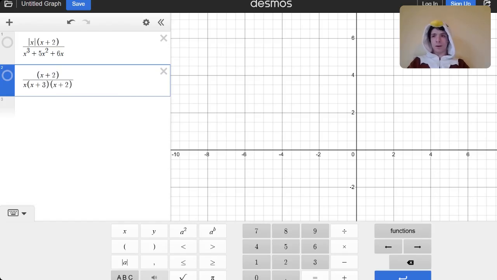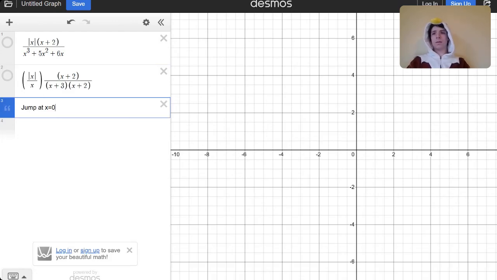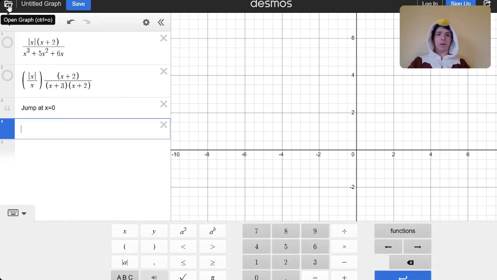So we'll take this out right here and multiply it through over here. So we know that this is actually going to have a jump discontinuity at x equals 0. And then we have x plus 2 over x plus 2. When x is negative 2, it's going to be 0 over 0. So that's going to be a hole, or removable discontinuity.